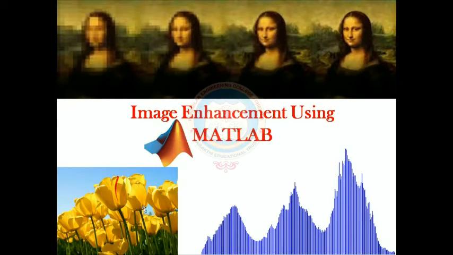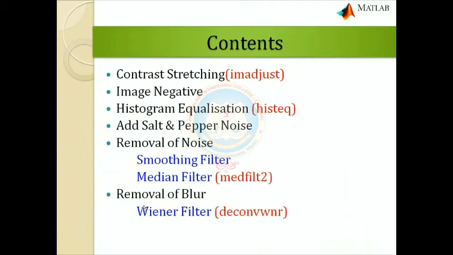In this video lecture, we'll be discussing image enhancement using MATLAB. The contents are contrast stretching, image negative, histogram equalization. We'll see how to add salt and pepper noise to an image and remove that noise using a smoothing filter and median filter. Also, we'll see how to blur an image and remove the blur using Wiener filter.